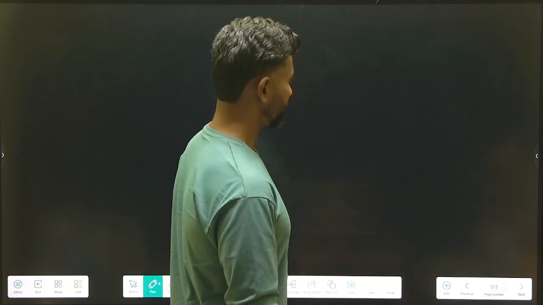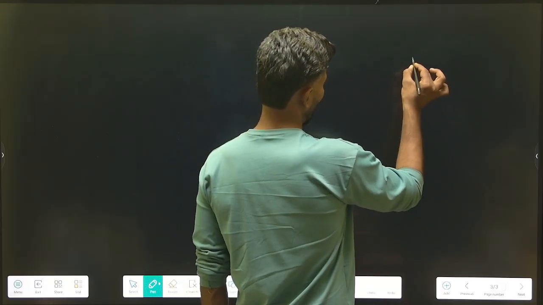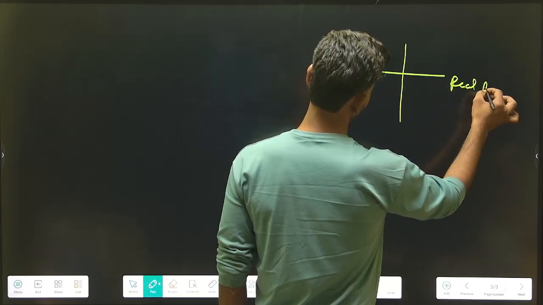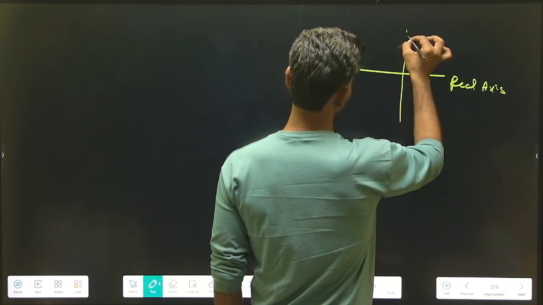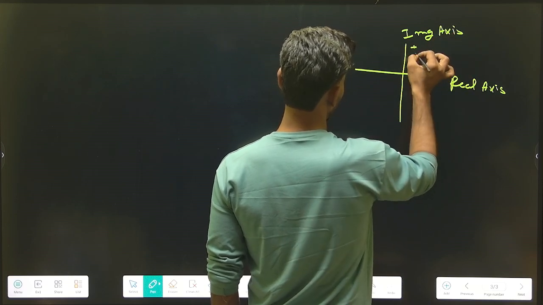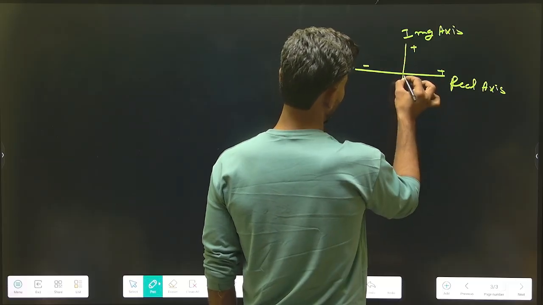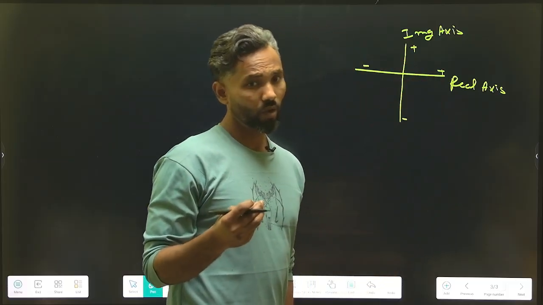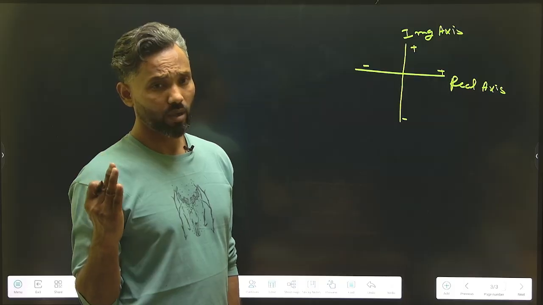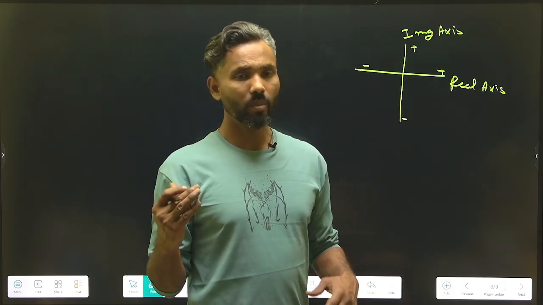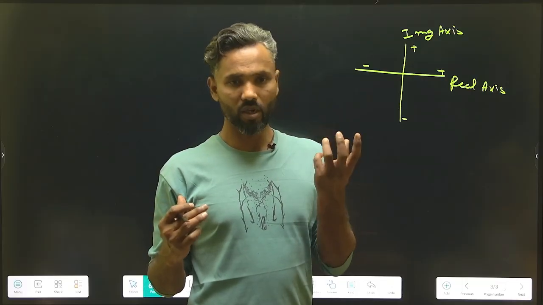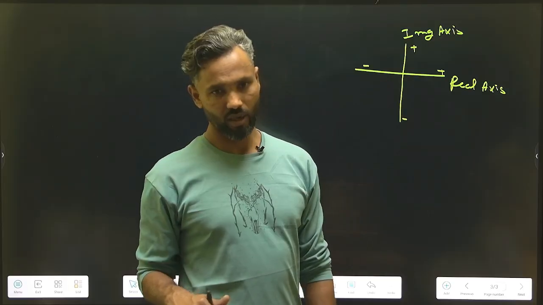Firstly, what is argument? At first we have to know this. This is the real axis, and this upper one is the imaginary axis. These are two axes, and this will be plus, this will be plus, this is minus, and this is minus, and this is the origin. Understand that? So what is argument? Argument is nothing but the angle subtended with the positive real axis. Understand that?